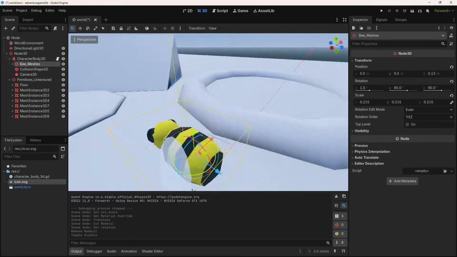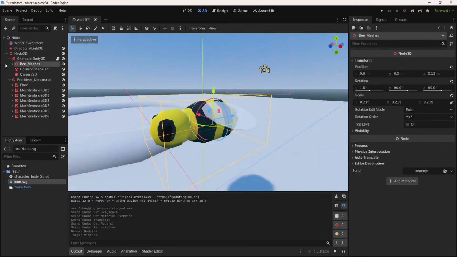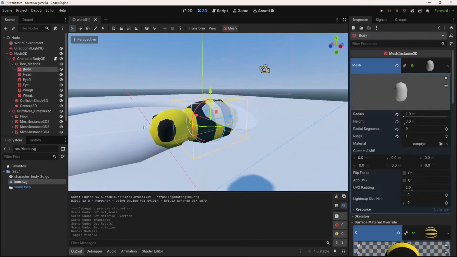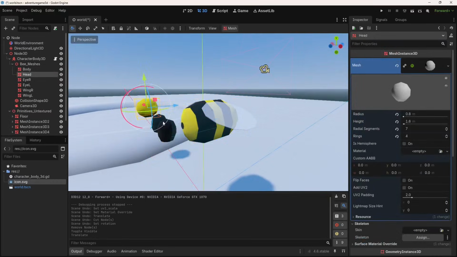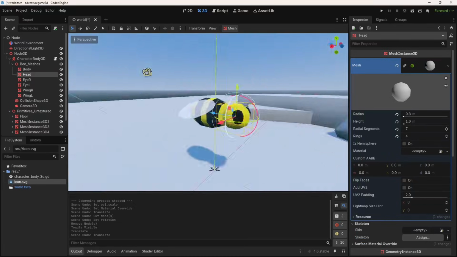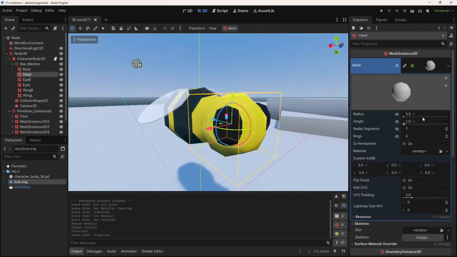And if you're wondering how I made this little bee, it's actually not a model. I just made it with primitive shapes in Godot. So you can see it's made up of just like little cylinders. And I did put materials on these to color the bee though. So I do want to talk a little bit about that first.